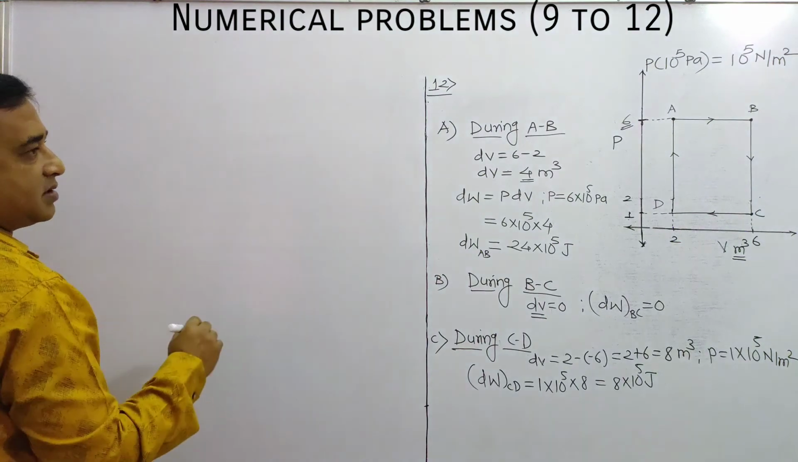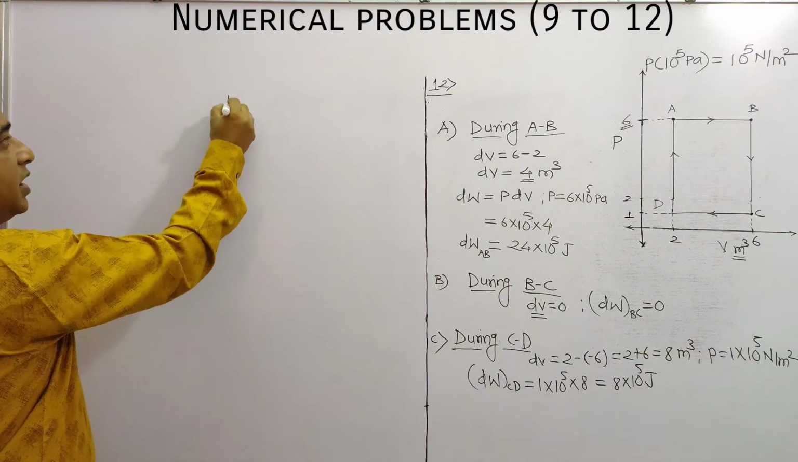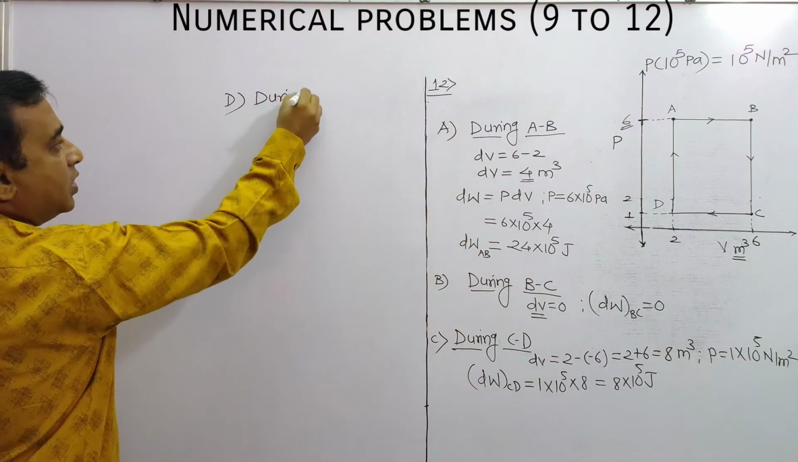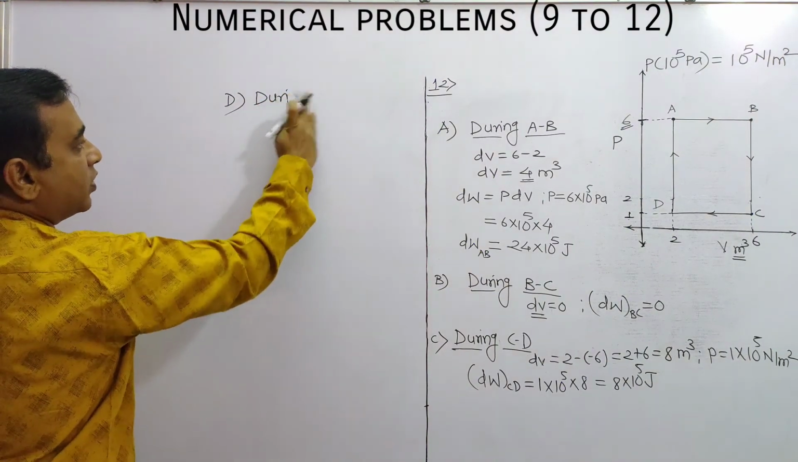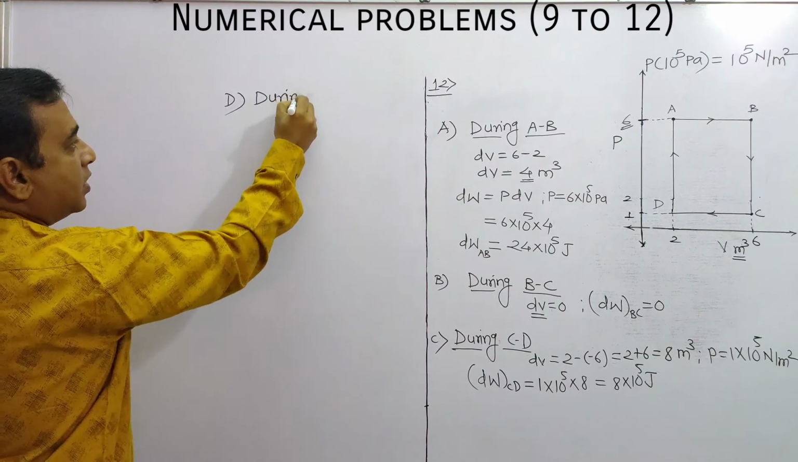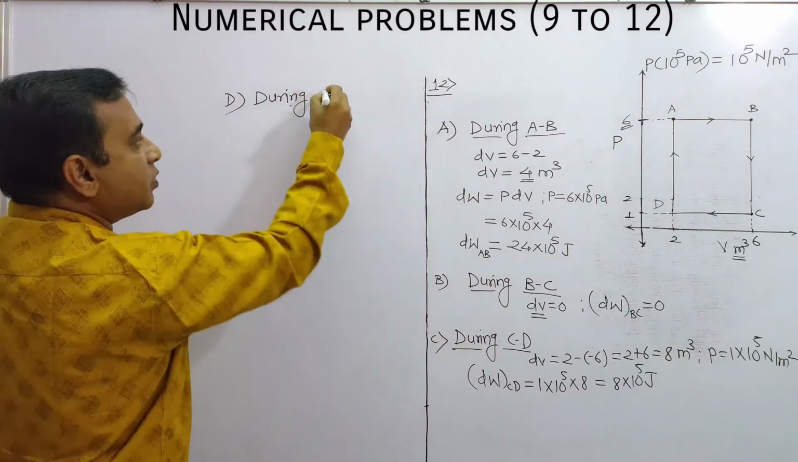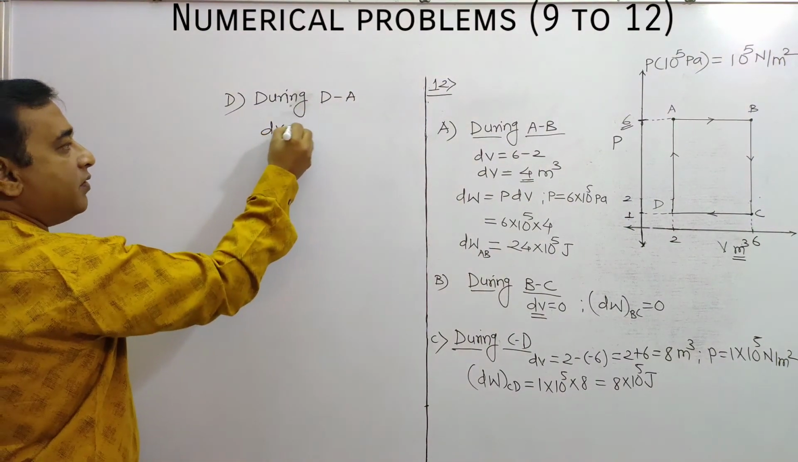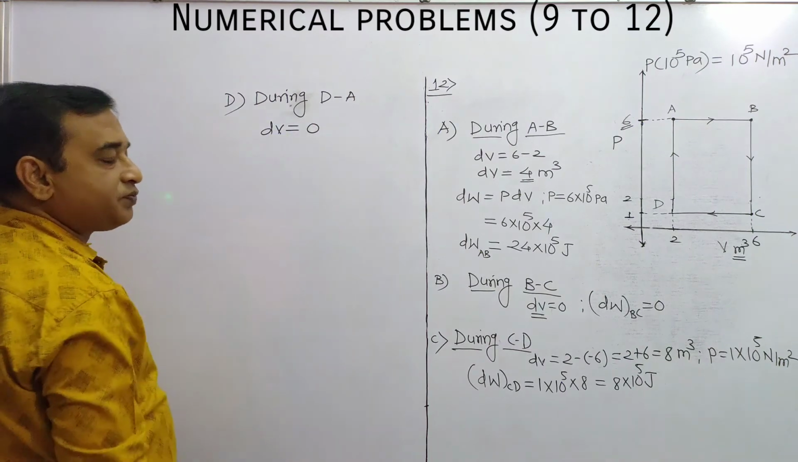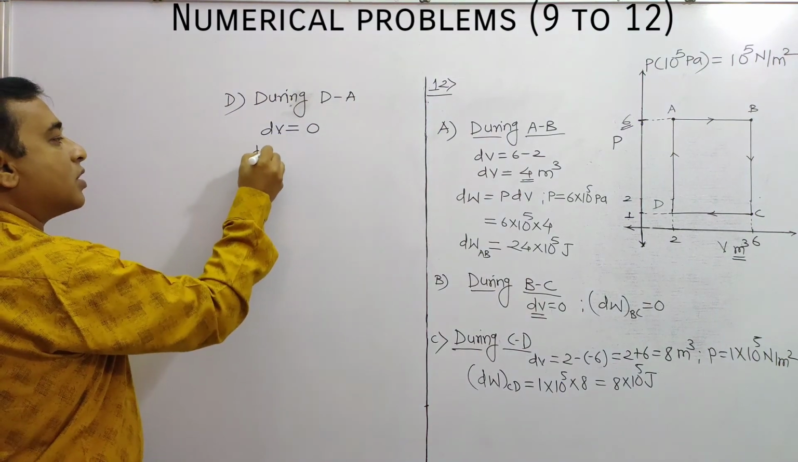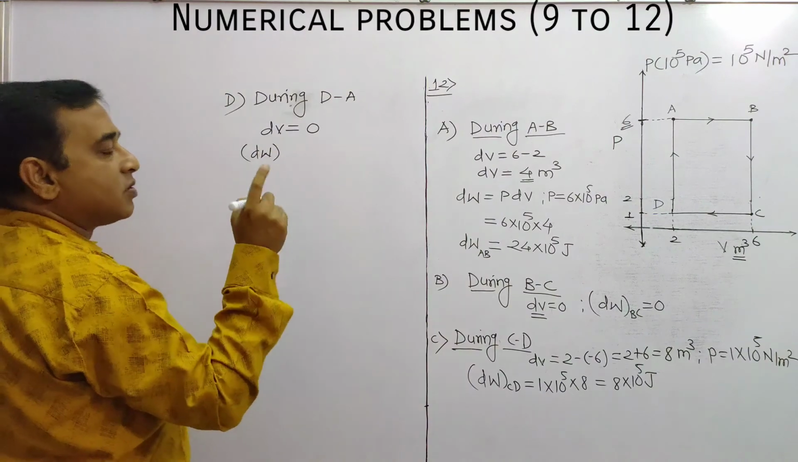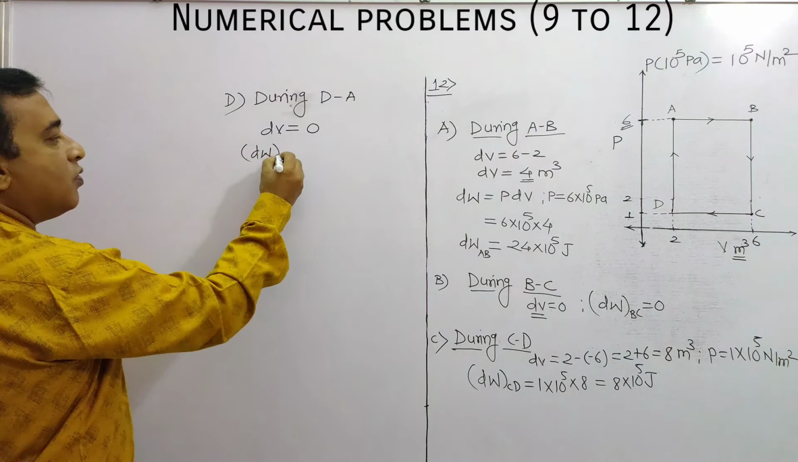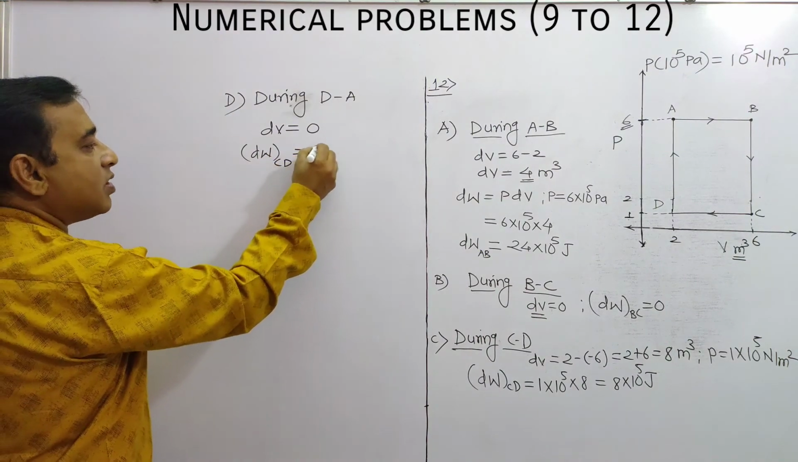Now the last one remains, that is D to A. During D to A, the change in the volume is 0. So obviously the work done during this process is also 0, because one of the factors is 0, and 0 multiplied by any quantity is equal to 0.